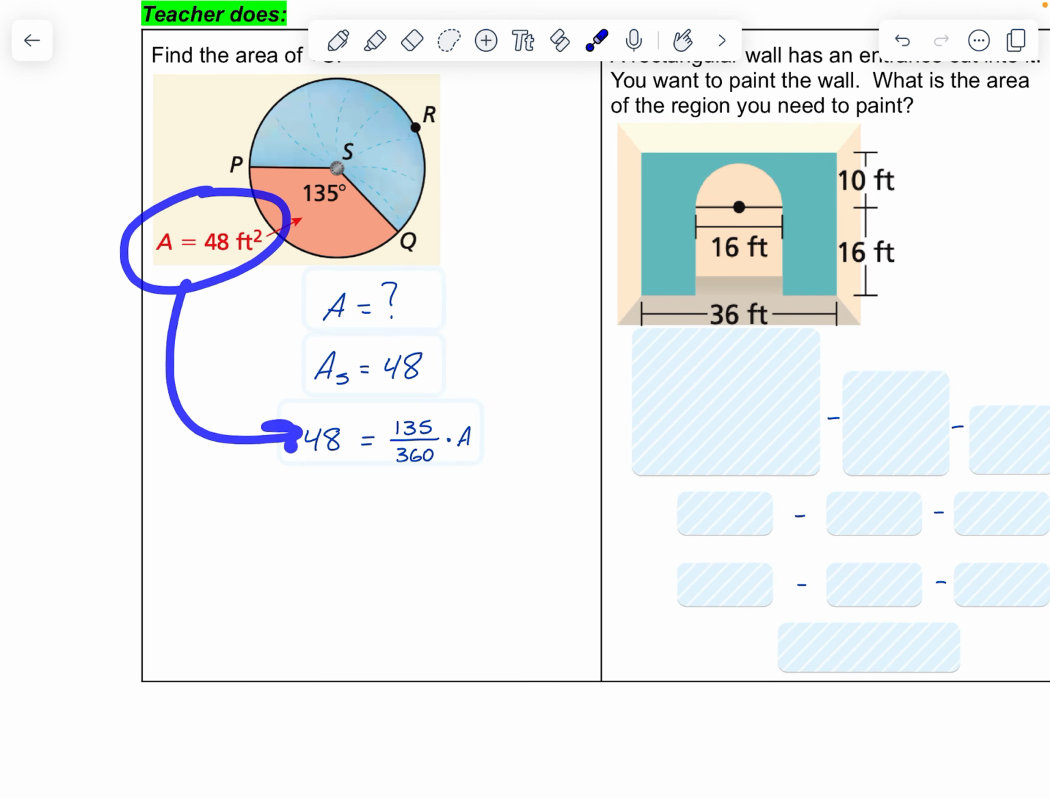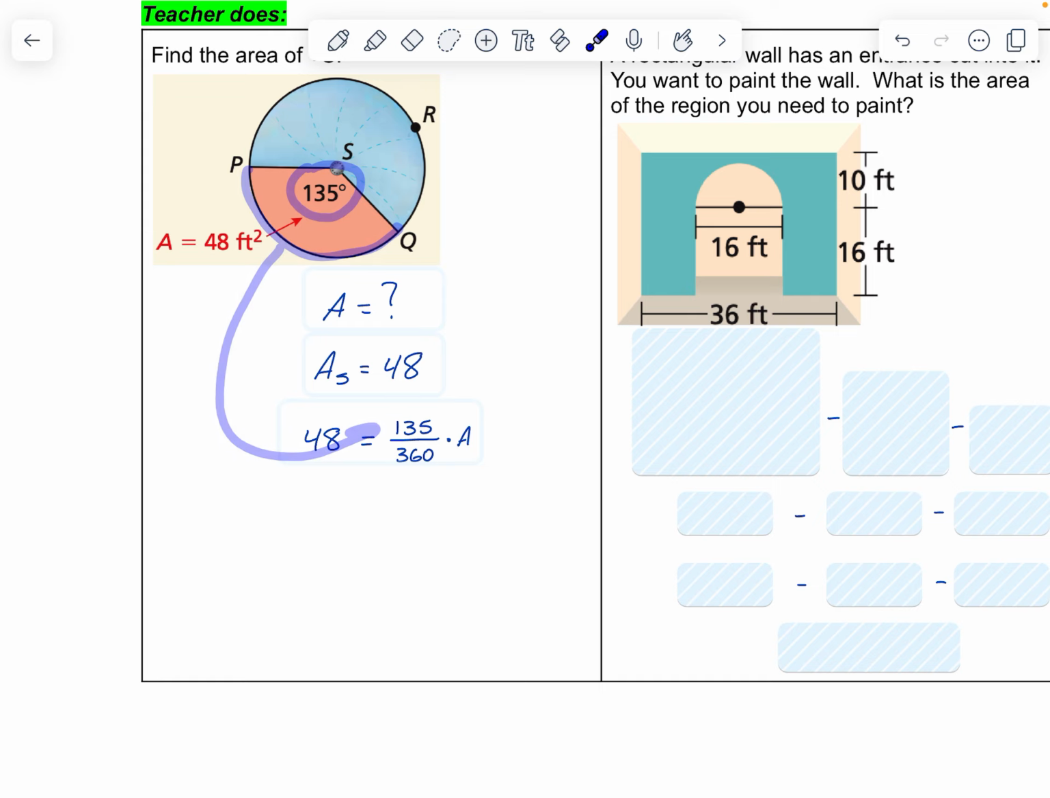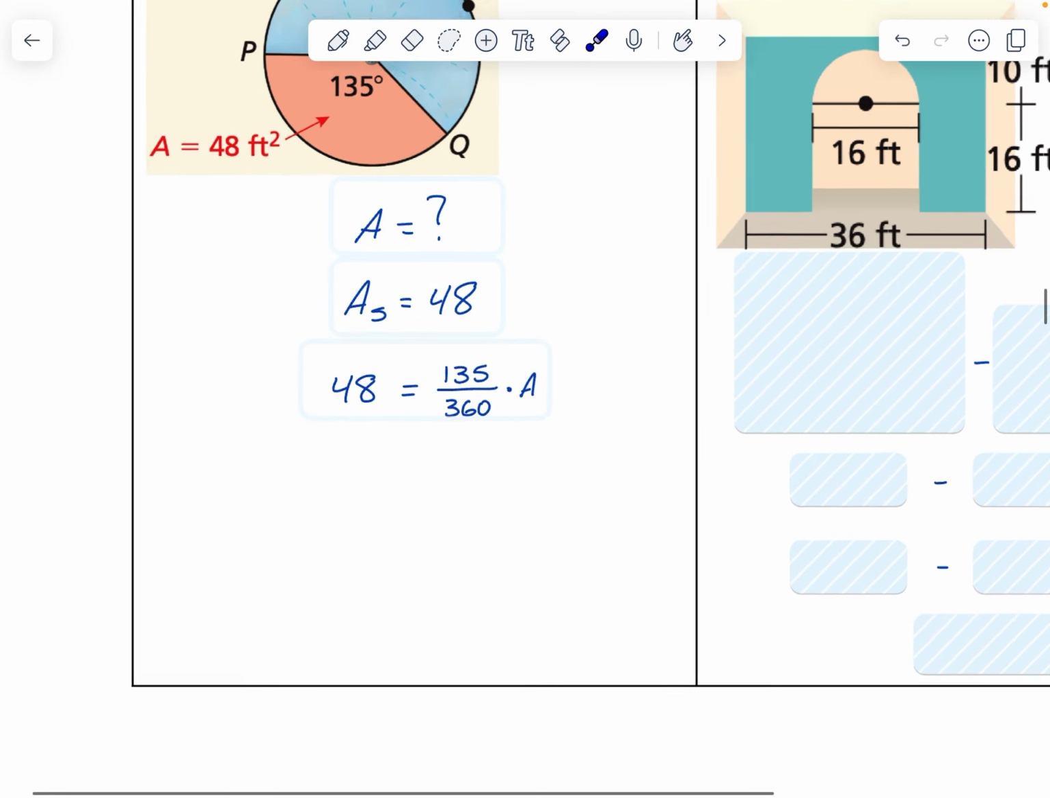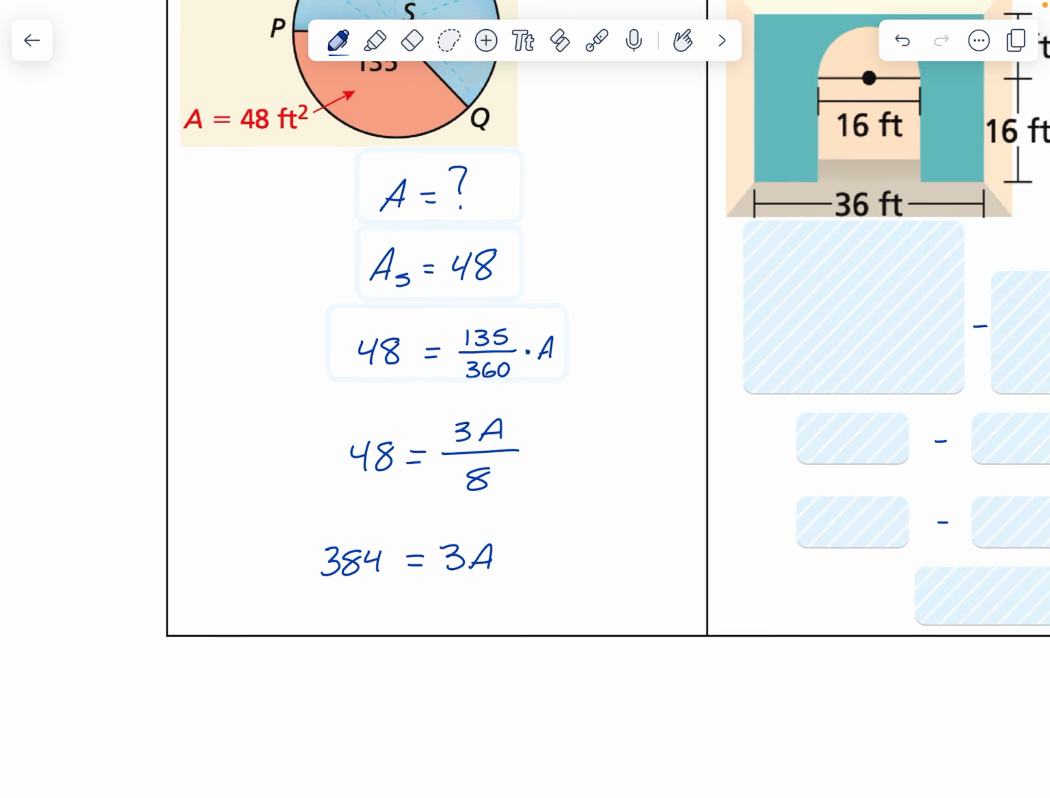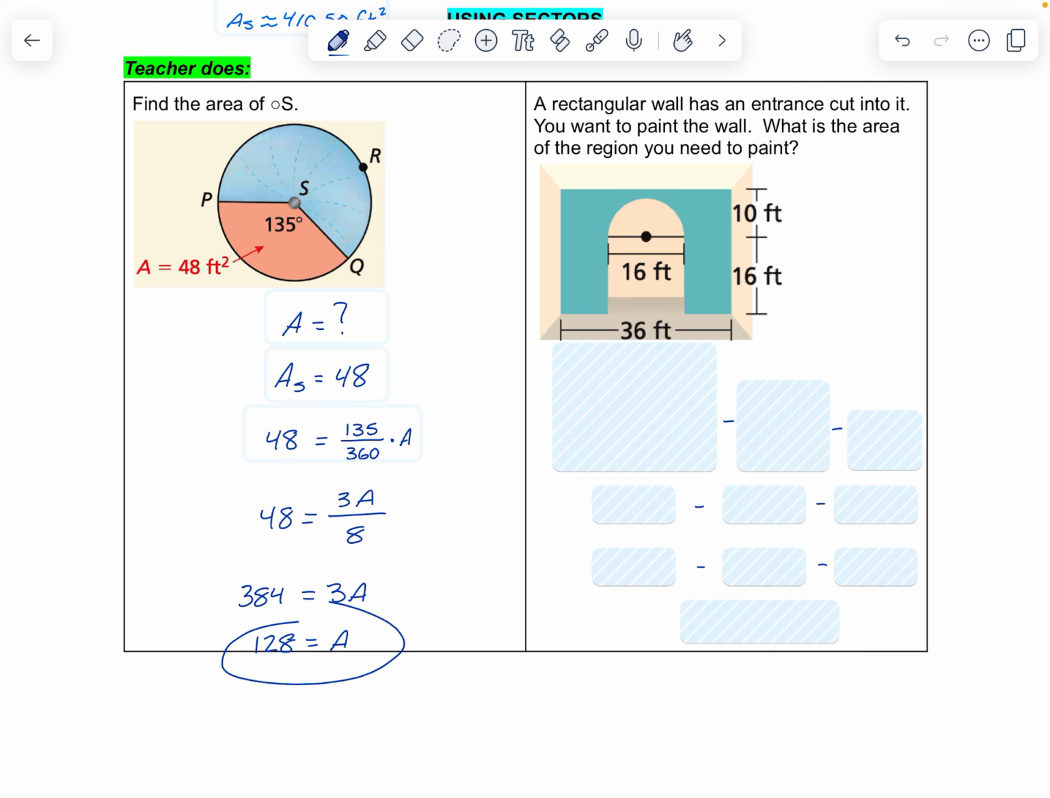Sector area is 48 feet squared. Your measure is 135. 135 over 360 is still 3 over 8. So 48 is equal to 3a over 8. If I take 48 and multiply it by 8, I have 384 is equal to 3a. Divide that by 3, and I get 128. Well, I can't type because I did that exact thing before and I got something different.